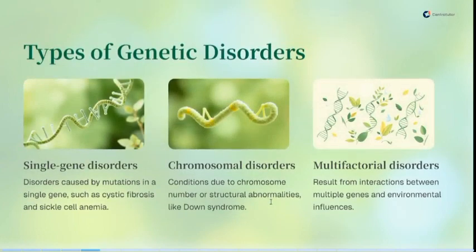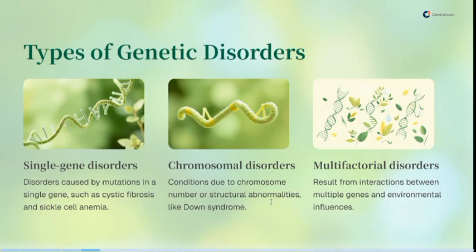We also have different types of genetic disorder. From the beginning of this lesson, I was mentioning that there is genetic mutation or genetic disorder formed by mutation or different types of distortion in the genes or alleles. Now we have three types of genetic disorder: single gene disorder, chromosomal disorder, and multifactorial disorder. Single gene disorder is caused by mutation in a single gene, such as cystic fibrosis and sickle cell anemia.